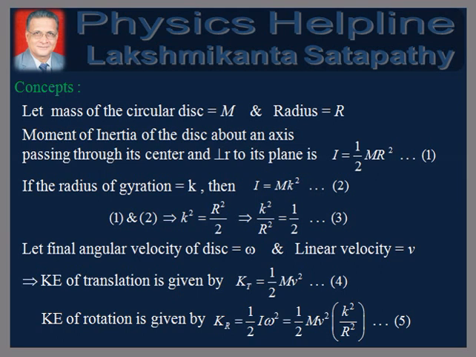Let the final angular velocity of the disk be omega and linear velocity be v. Therefore, kinetic energy of translation is given by KT is equal to half mv square and kinetic energy of rotation is given by KR is equal to half I omega square, which is equal to half mv square into k square by r square.